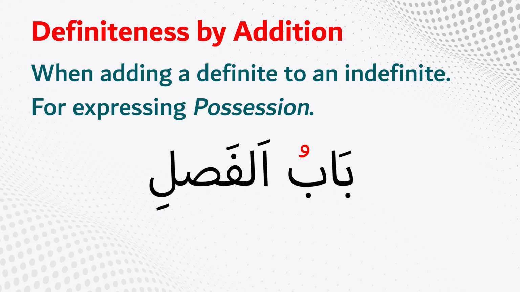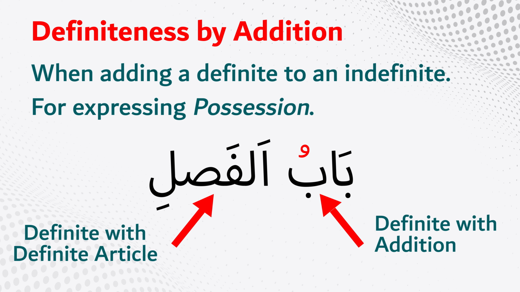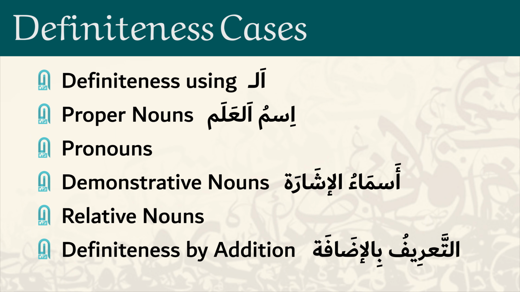So here we are no longer talking about any door, but we are talking about a specific one, the door of the class. These two nouns are definite. The first one is definite with addition, and the second one is definite with the definite article Al. We can also add a connected pronoun to define a noun, like كتاب, a book. This noun is indefinite. I want to say my book, so I will add the one-letter possessive pronoun, يا. كتابي, my book. Now it becomes definite. So here are the 6 cases of definiteness in Arabic.